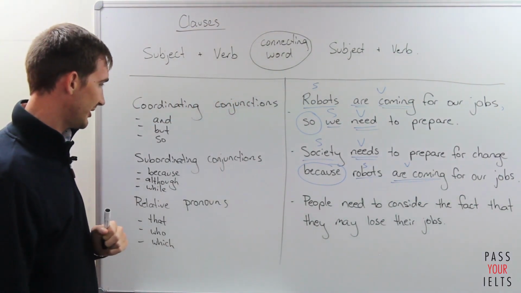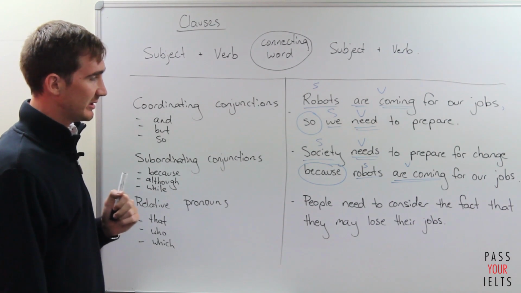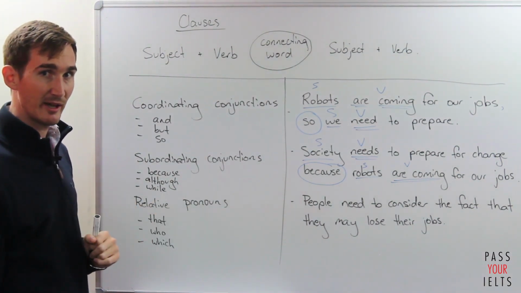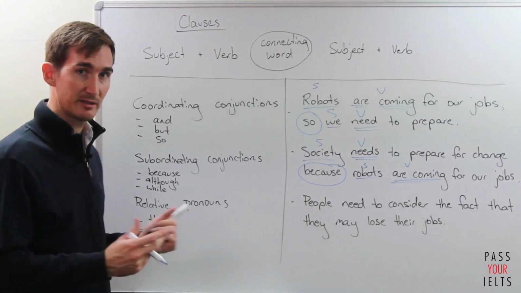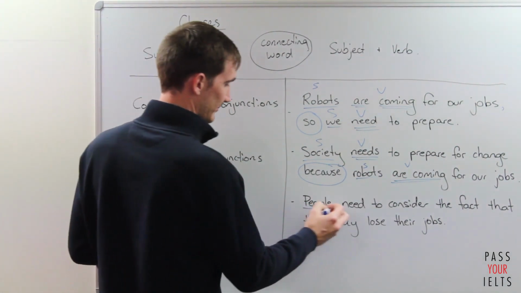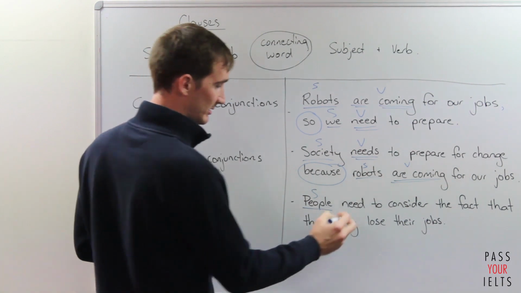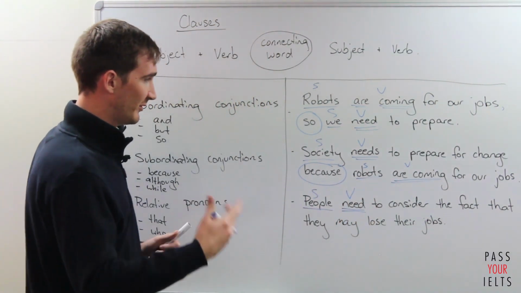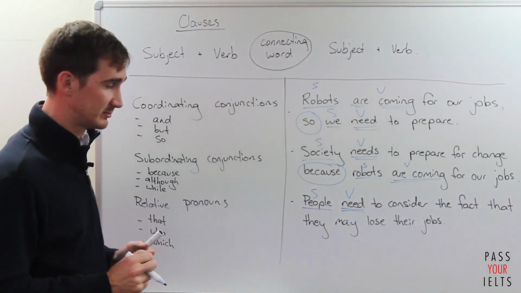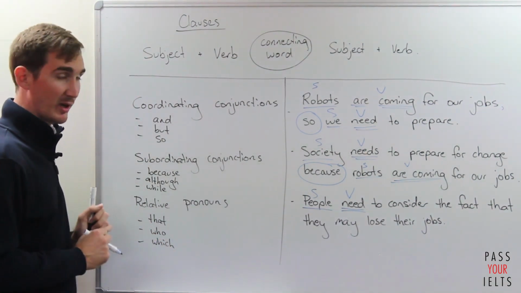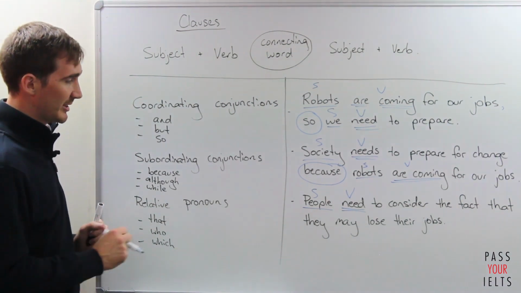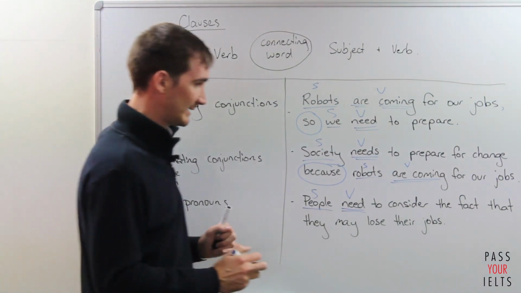Moving right on to the last one. People need to consider the fact that they may lose their jobs. First, let's identify the subject and the verb. Subject is people. The verb is need. We move on. What's the connecting word? Well, in this case, we've used a relative pronoun for a connecting word. And the relative pronoun is that.